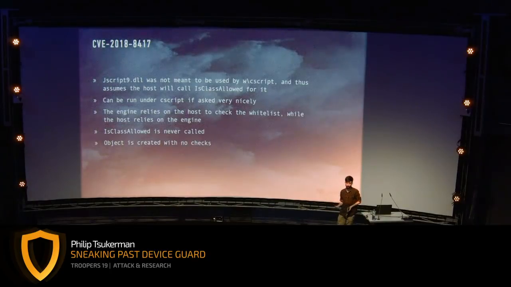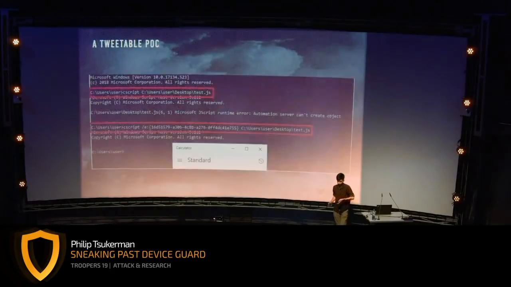So now we have two different components. JScript9 says, well, I rely on my host to run isClassAllowed, and CScript says, well, I rely on the scripting engine to run isClassAllowed. So nobody runs isClassAllowed at all, meaning that it's never called, nothing is verified, and object creation just goes on as usual, no checks whatsoever, and we're bypassing device guard.